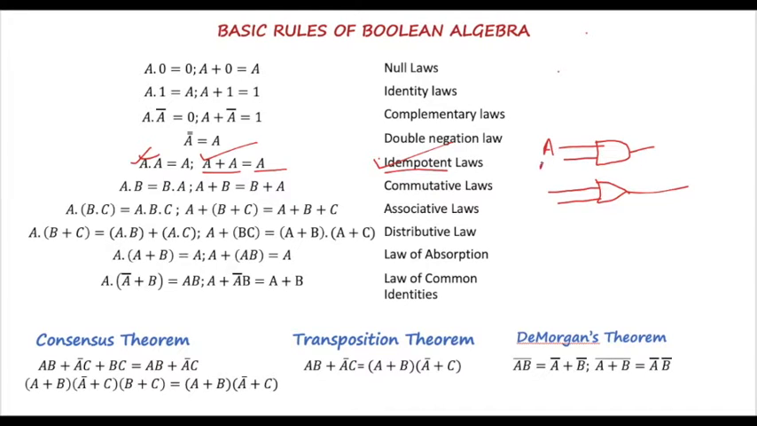A ANDed with A gives A. A ORed with A always gives A. So here you can see, if this is 0, this is 0, this will be 0; if this is 1 and this is 1, this will be 1, and here for the same.